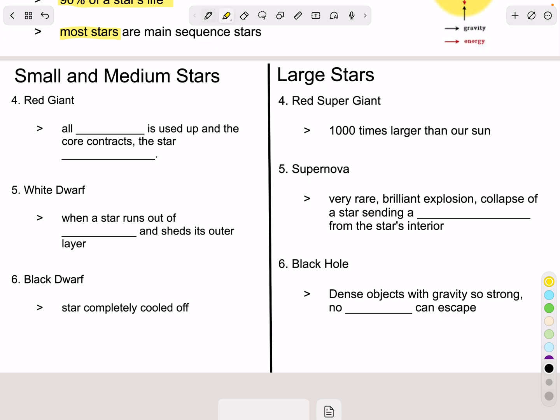So I'm going to start with the small and medium stars. They turn into a red giant. So as they start to die, all the hydrogen is used up, and the core contracts and the star expands. And this expansion can lead into a white dwarf and then a black dwarf. So when a star runs out of this hydrogen, it's going to shed its outer layer.